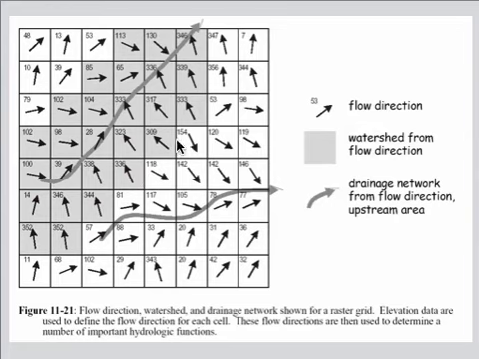The flow direction arrows point away from the ridge lines and towards the streams, and at the streams they have flow directions only pointing into them. So we get this flow direction.